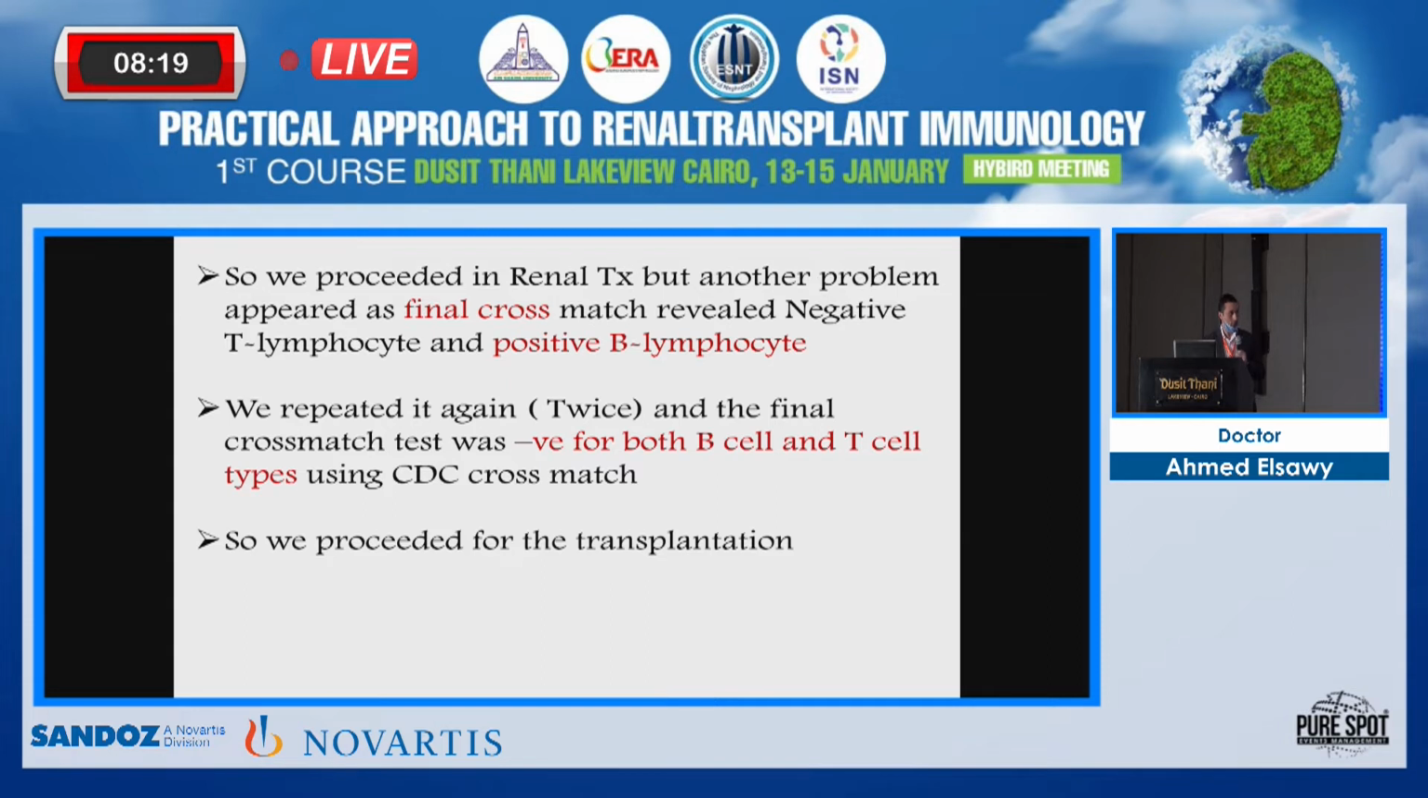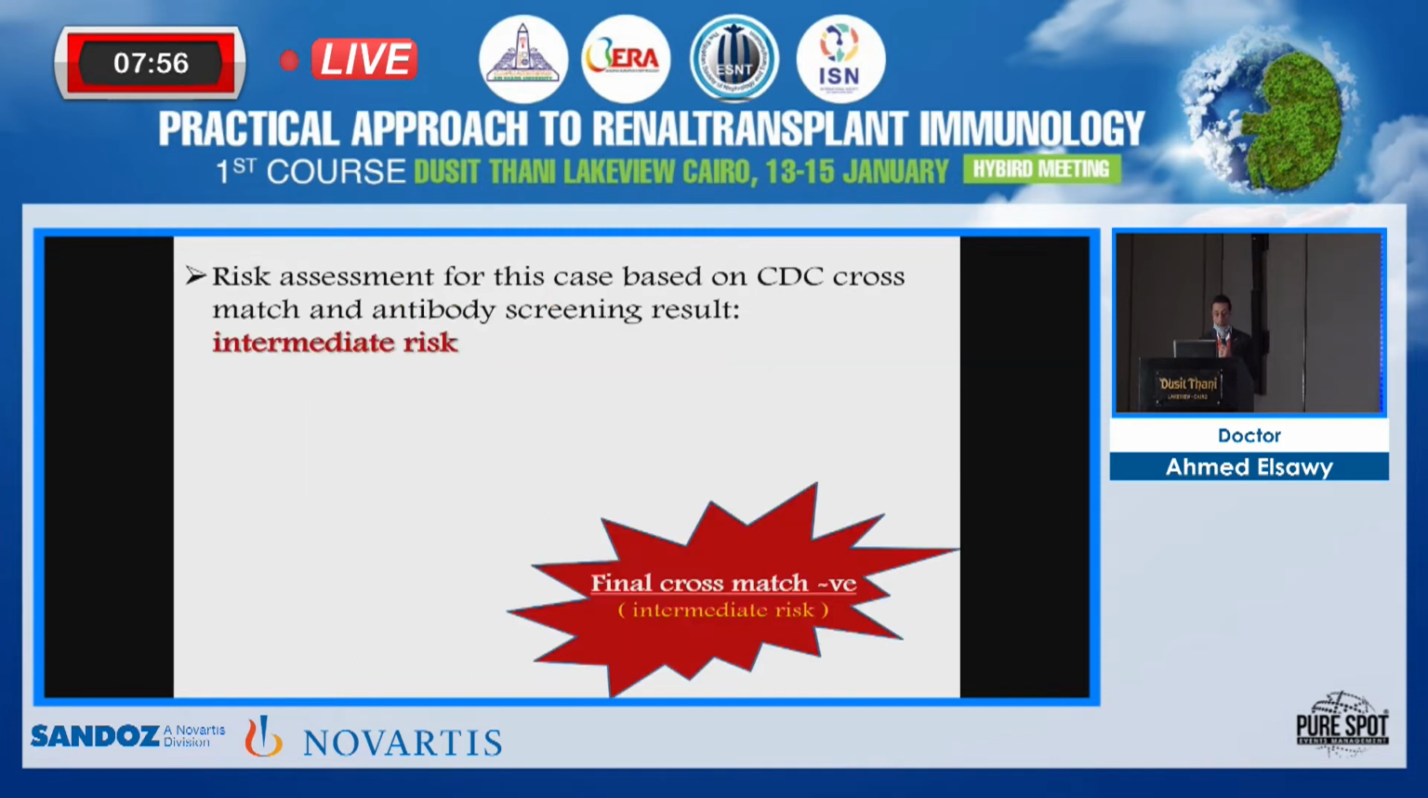So we proceed to renal transplant, but another problem appeared as the final cross match revealed a negative T lymphocyte and a positive B lymphocyte. We repeated it again twice, and the final cross match was negative for both B and T cell types using CDC cross match. So we proceeded with the transplantation.